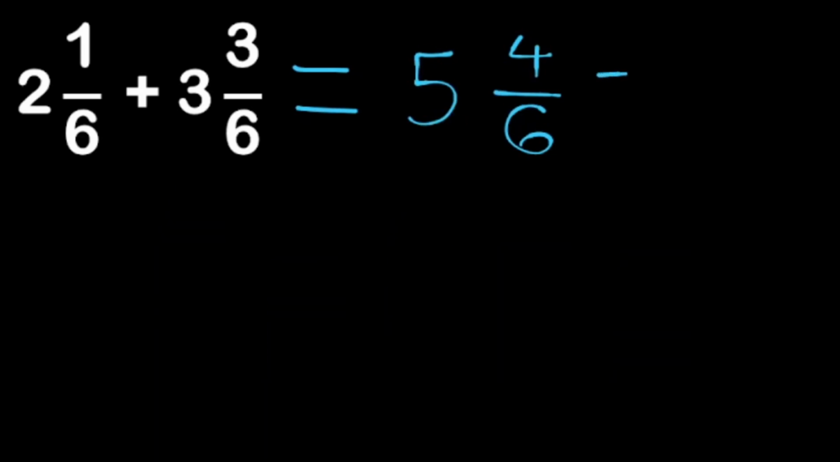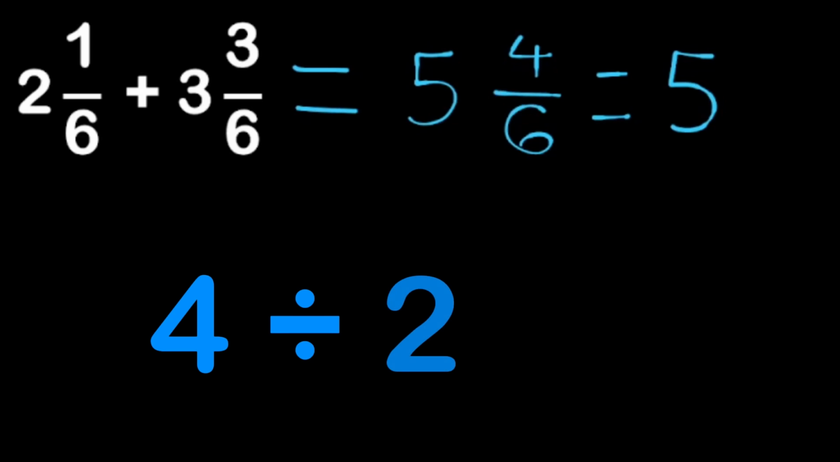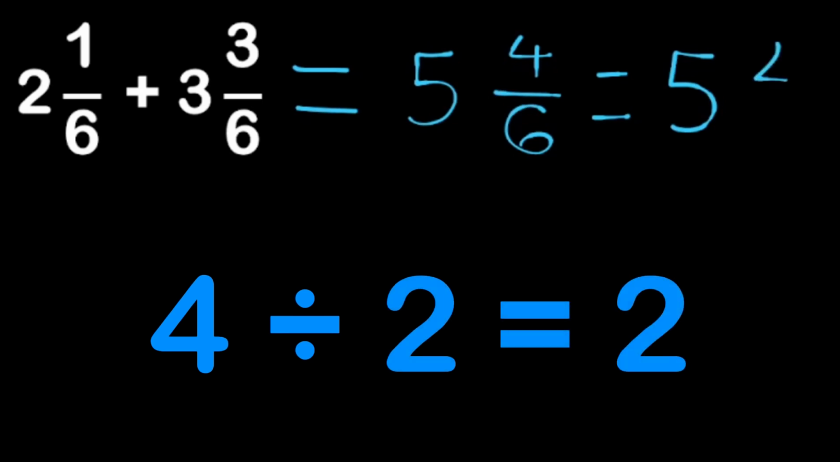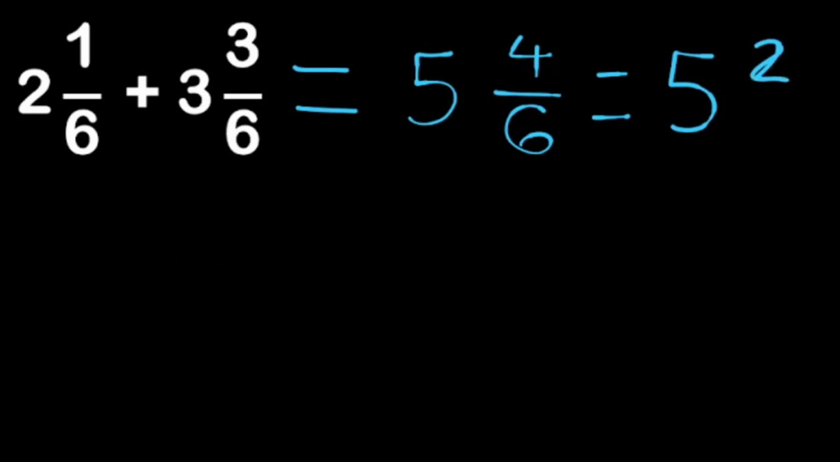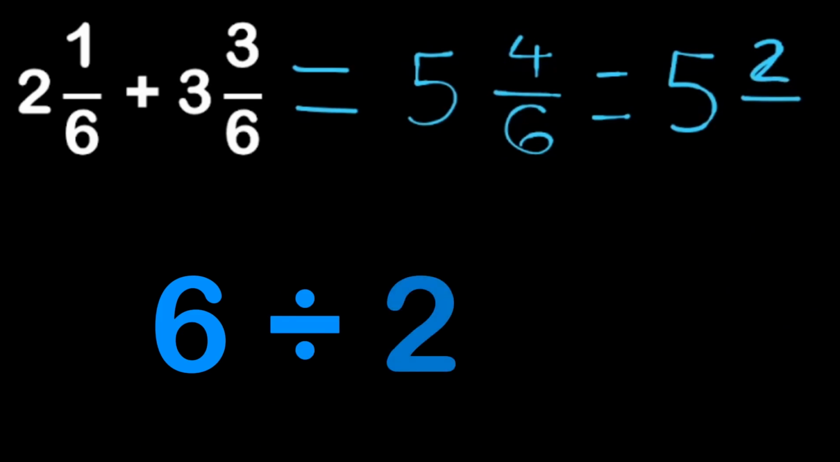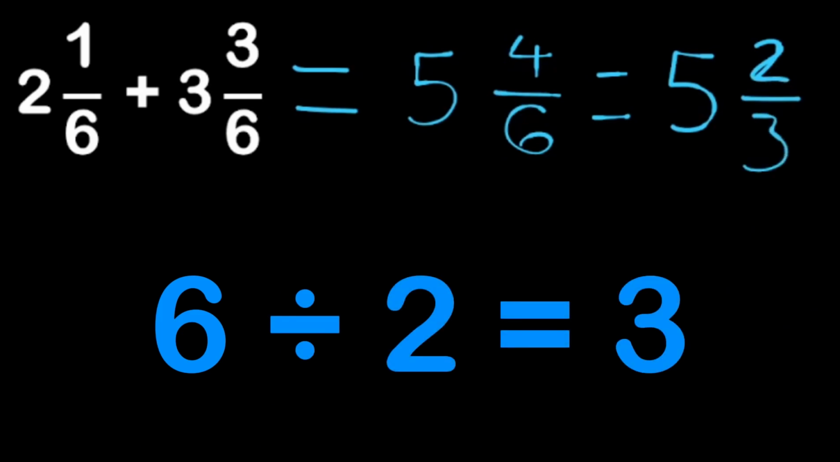But we're not finished yet. We can simplify it. I'll make a future video on simplifying later. Keep the whole number. And notice that 4 and 6 are both divisible by 2. 4 divided by 2 is 2. And 6 divided by 2 is 3. So that's our final answer.